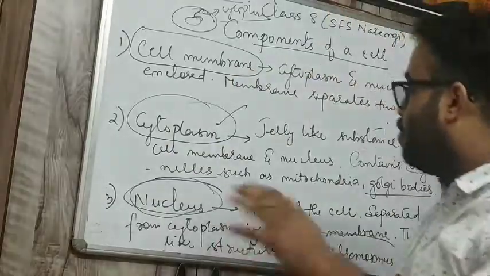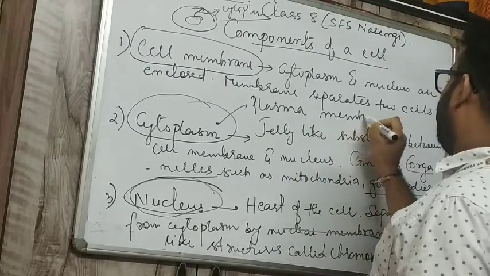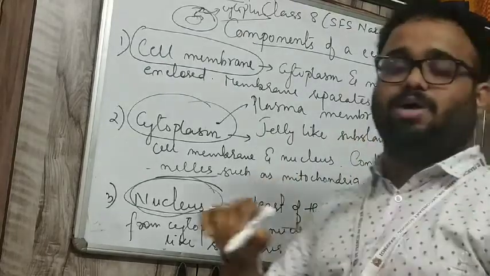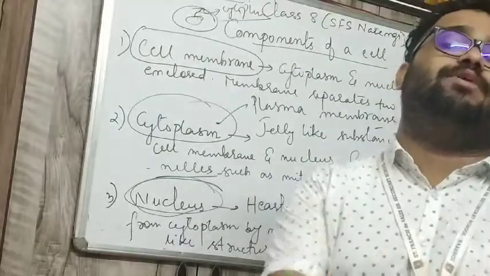One more part is there, which is called the plasma membrane. The plasma membrane is also a part of the cell membrane. Membrane means a layer which separates two things into two different parts.